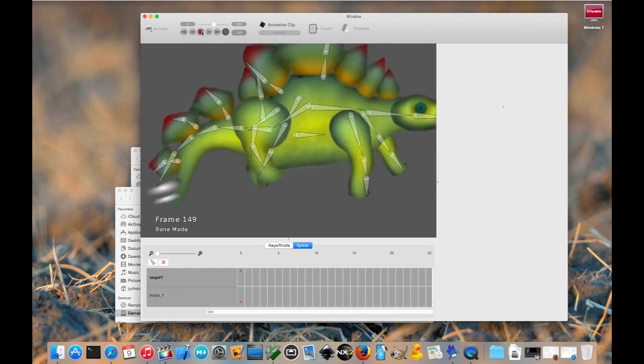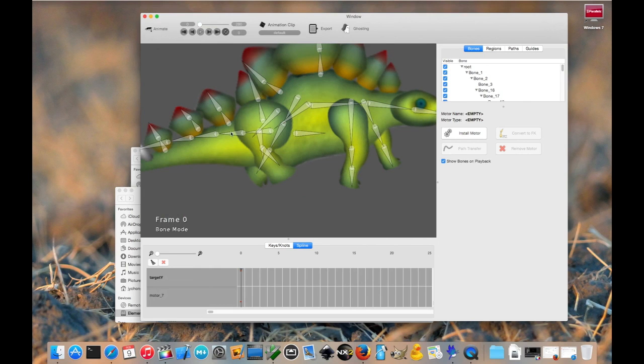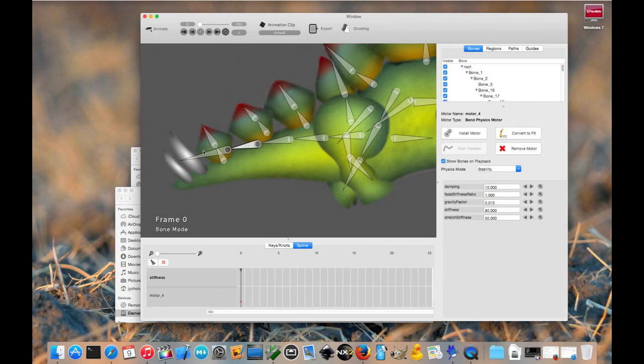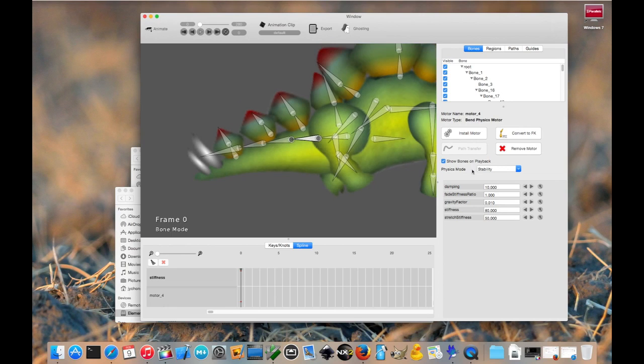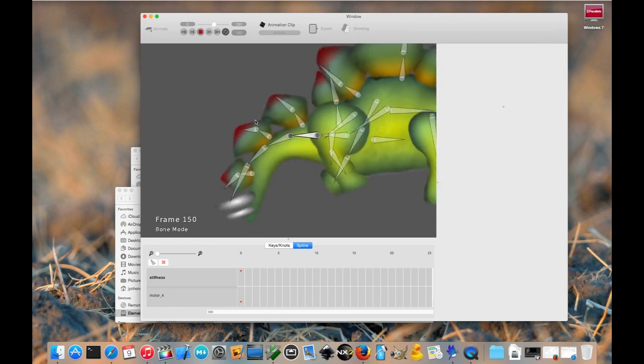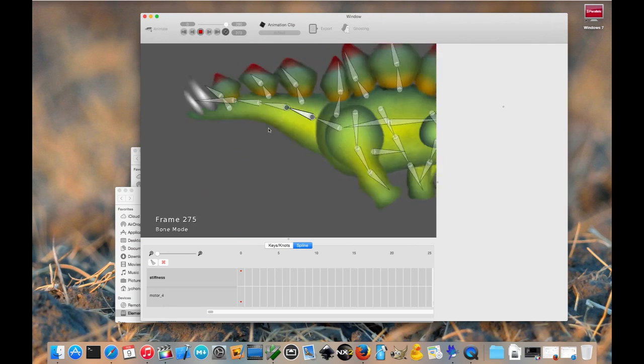Right. Now let's talk about the tail. The tail is very simple. It's just one entire chain of bones with a bone physics motor installed. And in this case, because the creature is bounding so much, we're just using the stability mode, because we don't really need too much distracting swaying motion. We actually want the tail to be rather heavy, and that's why we're sticking to stability mode. And that's what we get. We get a very nice heavy tail of a dinosaur.